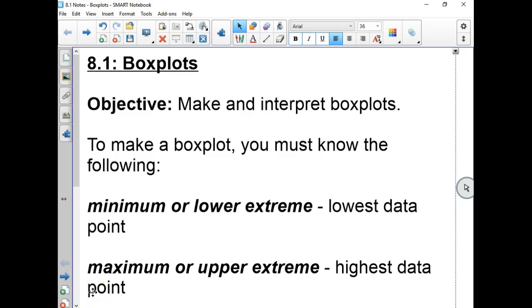In section 8.1, we are going to begin our statistics unit by looking at box plots. These are sometimes also called box and whisker plots. And our objective is to make and interpret box plots.